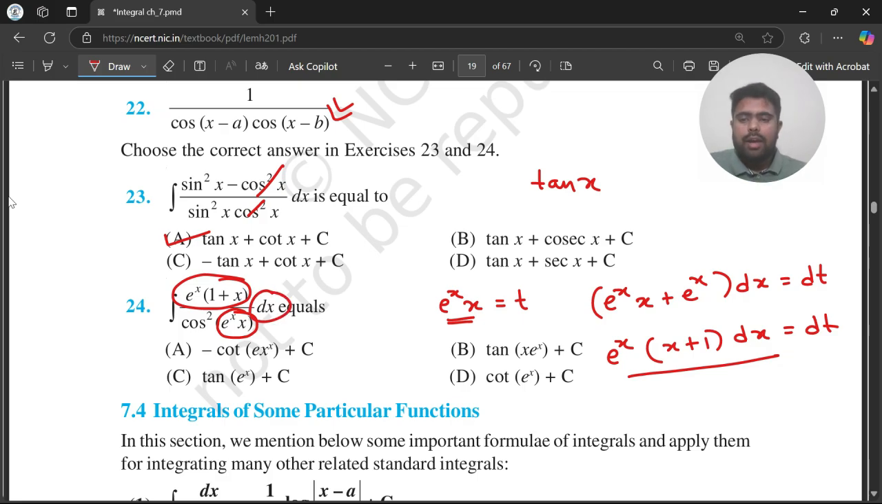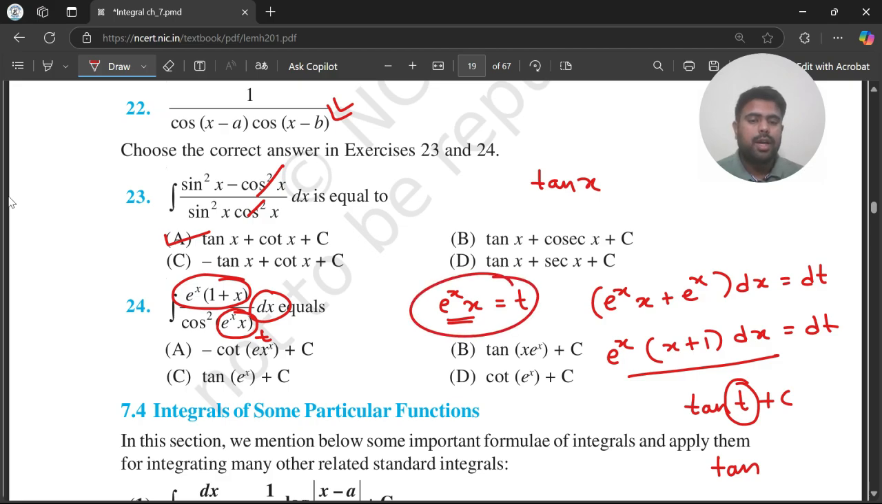So I am left with 1 by cos square t. What is 1 by cos square t? Sec square t. The integral of sec square t is tan t, along with the constant c. So what is t? t is nothing but x e raised to x, right? So therefore tan of x e raised to x plus c is going to be the integral.